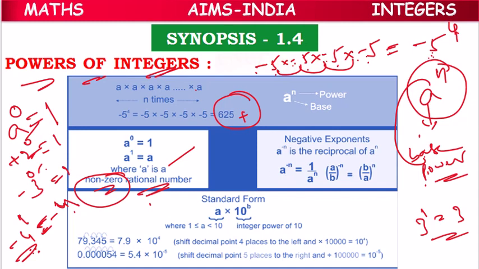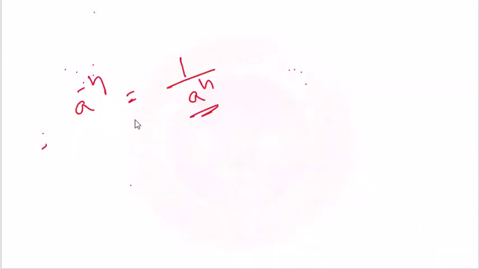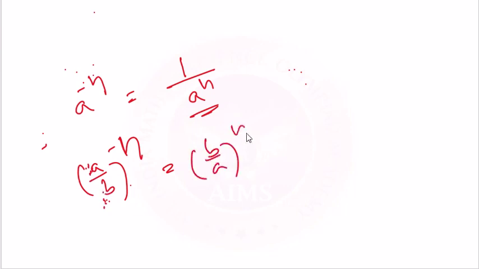Suppose if you have a negative power, suppose a power minus n, then it can be written as 1 by a power n; the power will come down. We can write it like that. Or if you have a by b whole power minus n, then we have to exchange the numerator and denominator, so it becomes b by a whole power n.